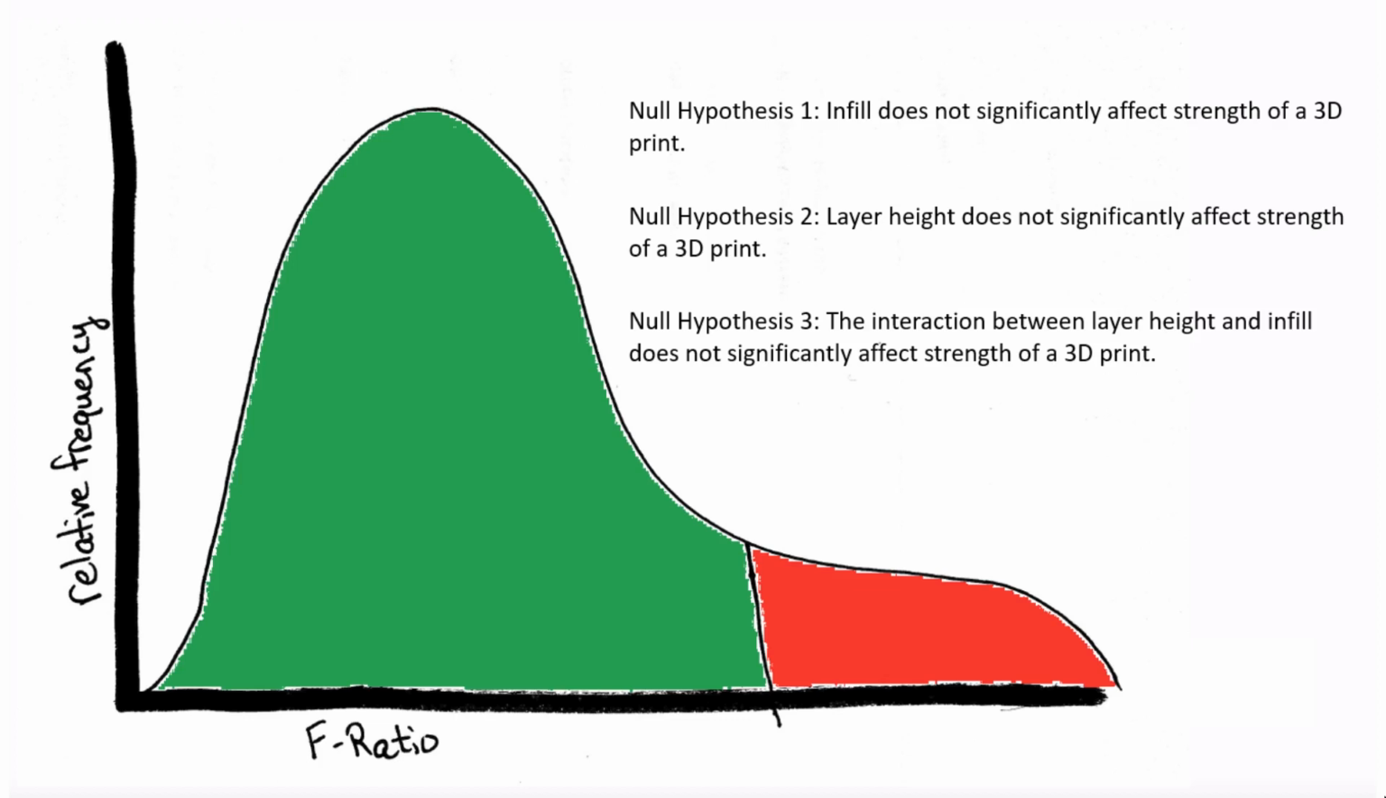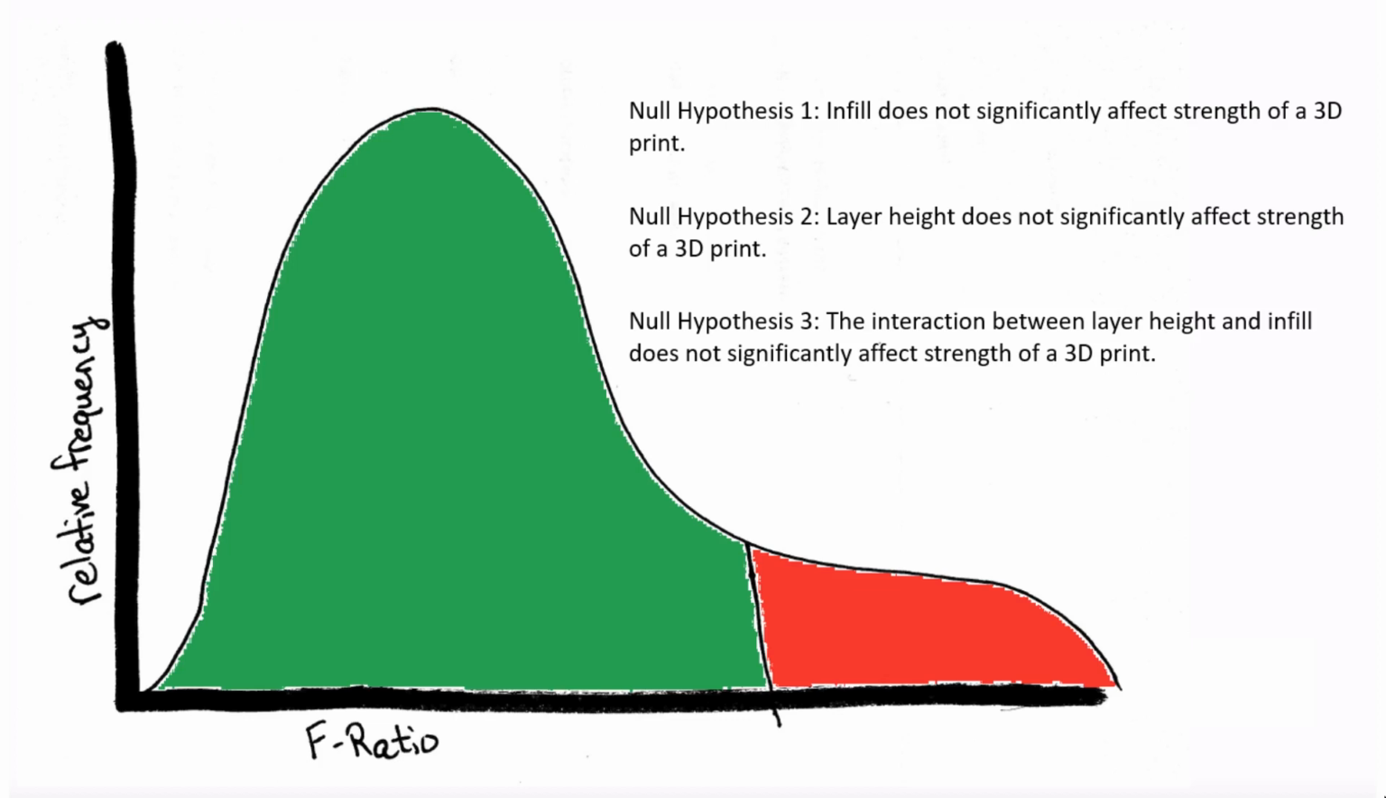And generally, there are three null hypotheses. The first one is parameter A does not significantly affect whatever you're trying to measure. So in our case, infill does not significantly affect the strength of 3D prints. Null hypothesis 2 is always the other variable does not significantly influence whatever you're trying to test, and null hypothesis 3 is the interaction between those two does not significantly affect the strength of 3D prints.